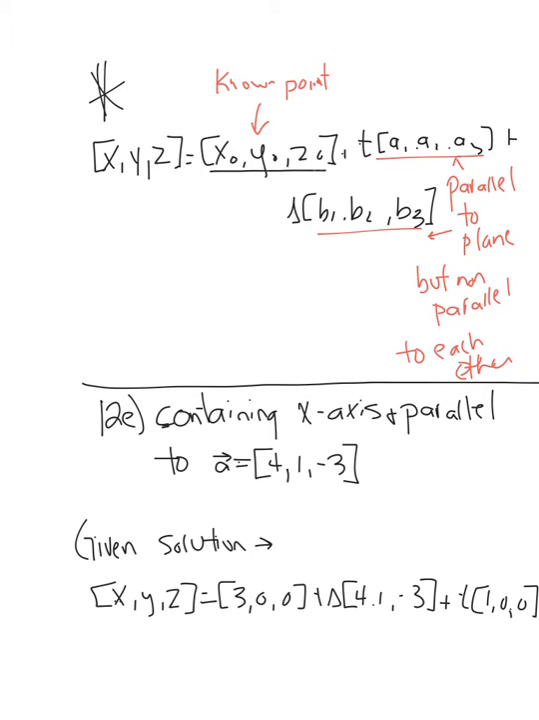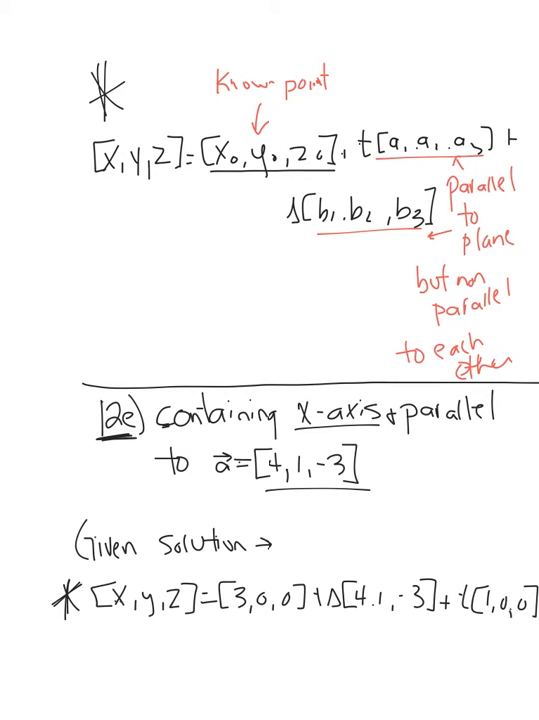What we know is that the first vector point that we have here is a known point. The next two vectors that we're going to include, the one after the t and the one after the parameter s, are vectors that are parallel to the plane but non-parallel to each other. So if we're thinking about 12E in particular, it says you need to find an equation for each plane, and in this case it needs to contain the x-axis and be parallel to vector A, which is 4, 1, negative 3. The solution that they gave you is shown below.